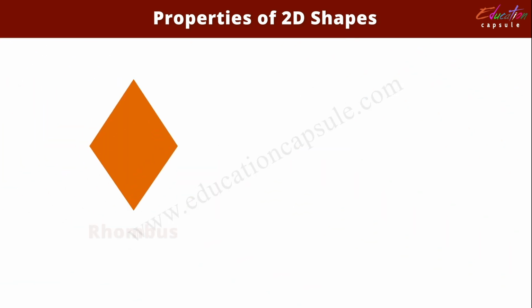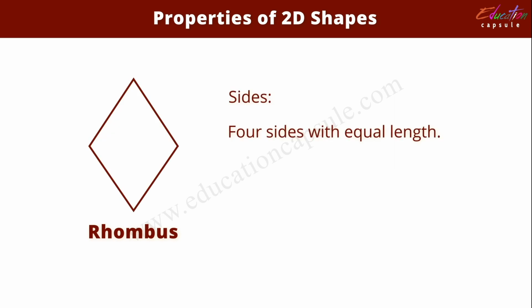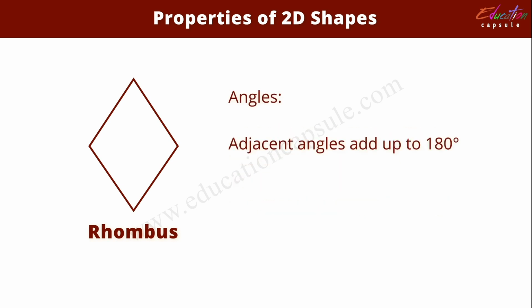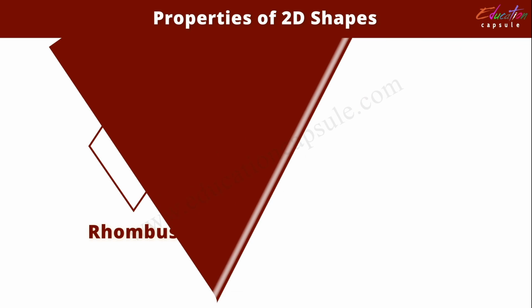Next is a rhombus. In a rhombus, there are 4 sides with equal lengths. The opposite sides are equal and parallel. The opposite angles are also equal. Adjacent angles add up to 180 degrees.